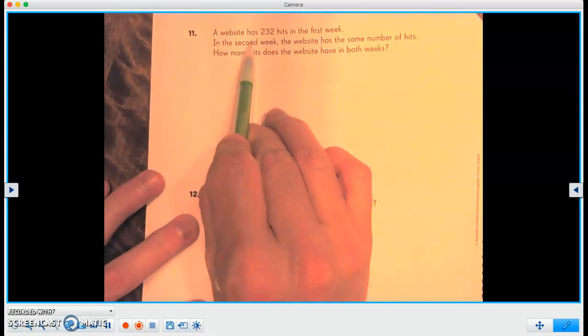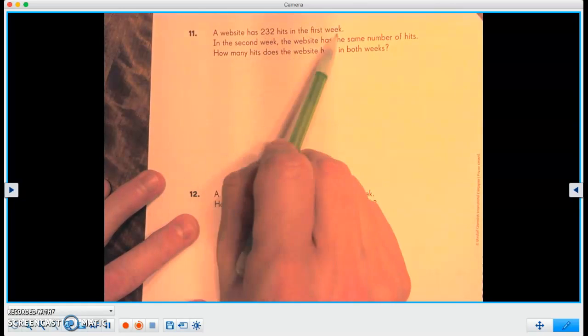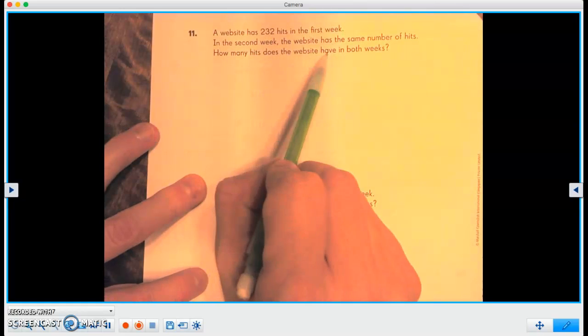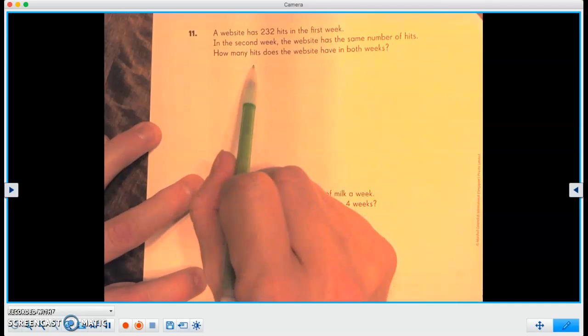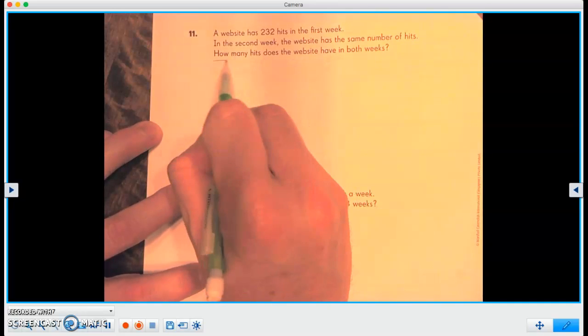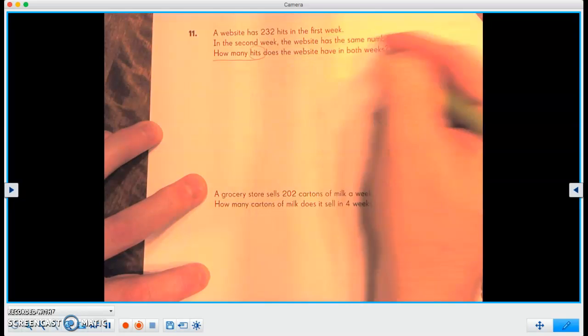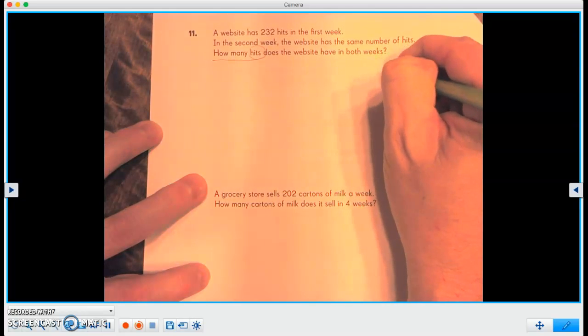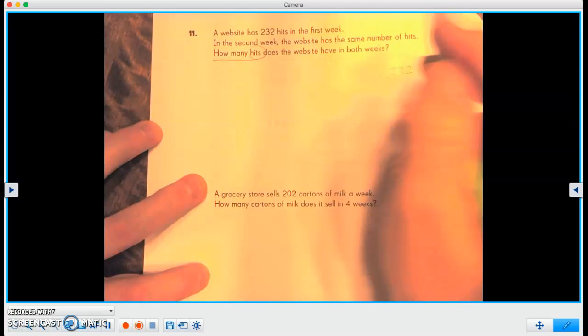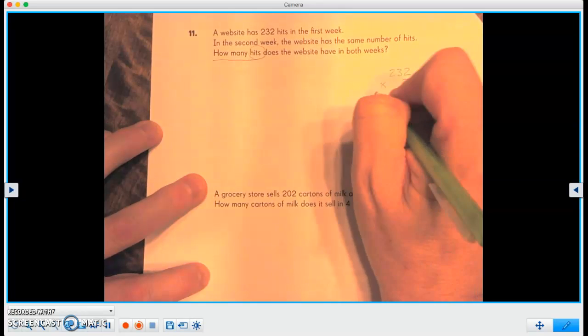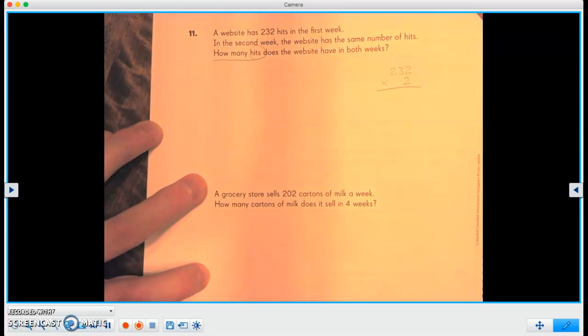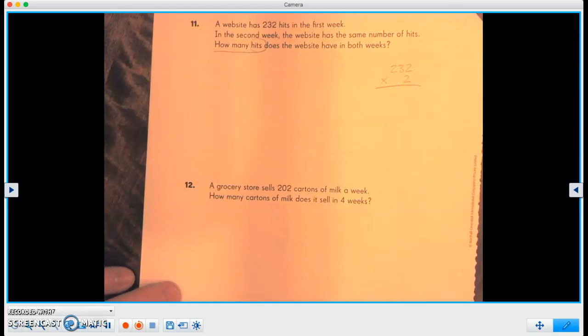A website has 232 hits in the first week. In the second week, the website has the same number of hits. How many hits does the website have? So we have 232, and it's in 2 weeks, so we're going to times that by 2. And there's our label. Go ahead, figure that out.